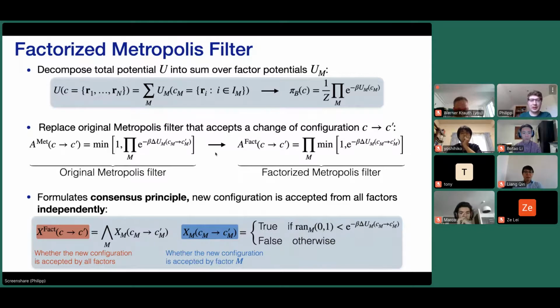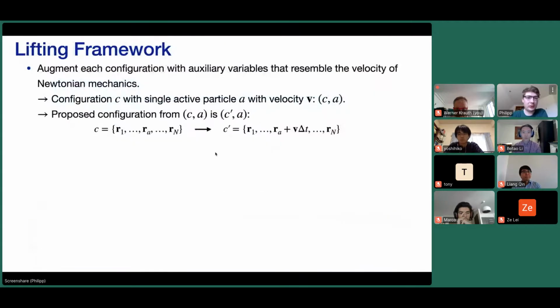So now that we know how we can accept new configurations using the consensus principle, we have to ask the question, how do we propose new configurations? For this, we use the so-called lifting framework. The lifting framework is a very general principle in statistical mechanics, I think. But here, for our purposes, we just augment each configuration with auxiliary variables that resemble the velocity of Newtonian mechanics, but should not be confused with this velocity.